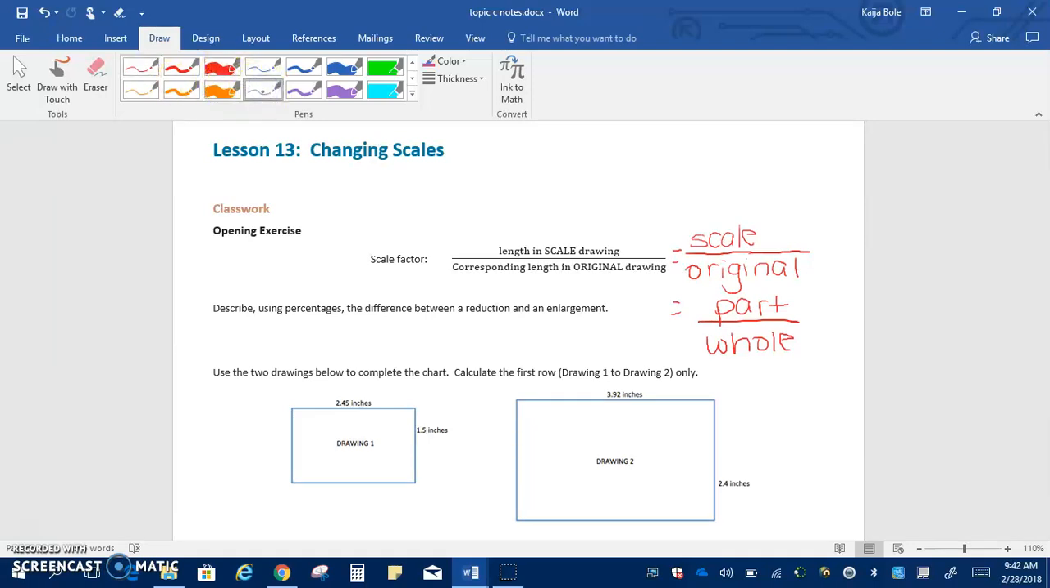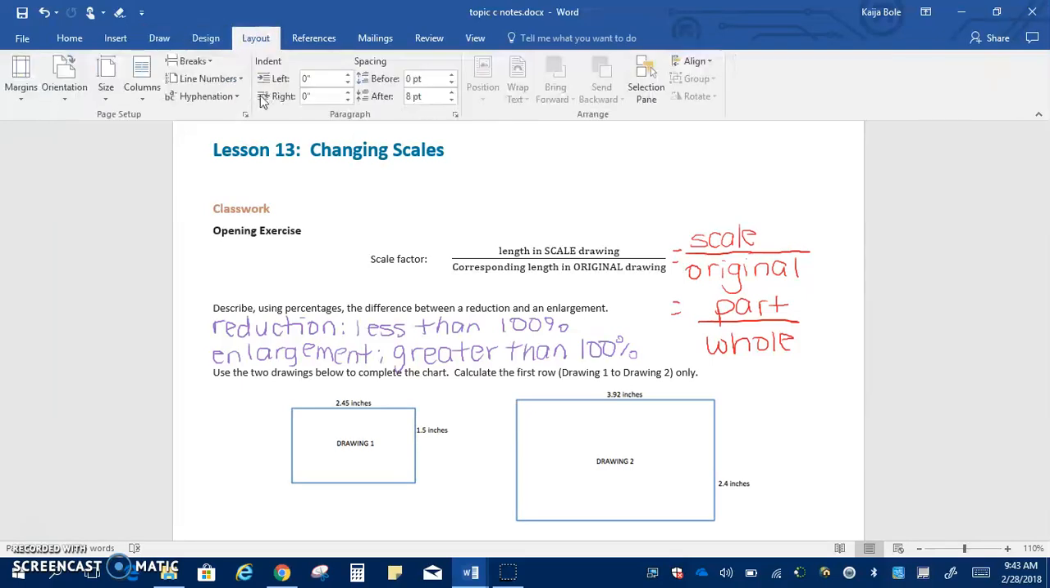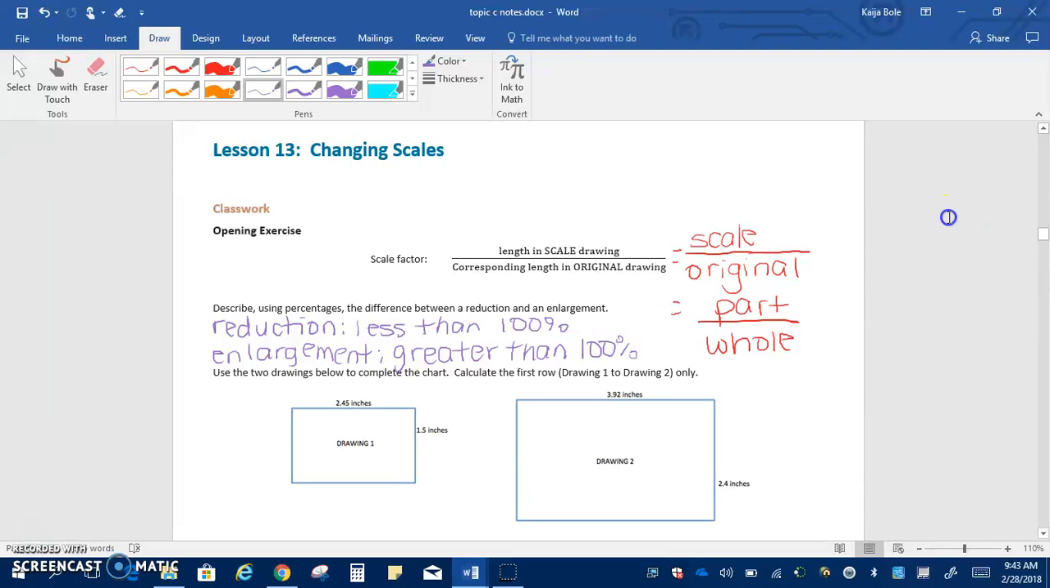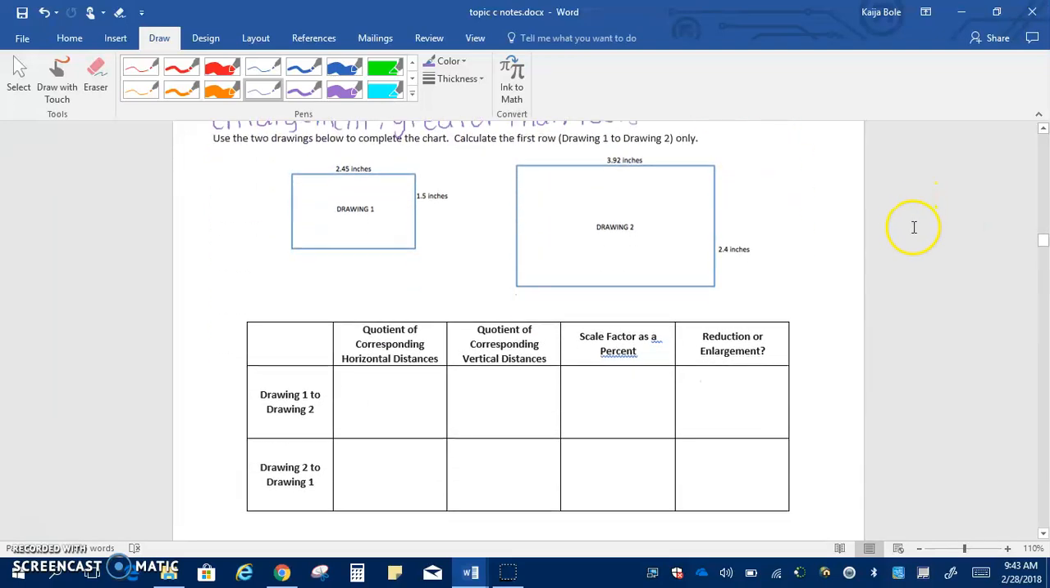The next question says, describe using percentages the difference between a reduction and an enlargement. So for a reduction, remember it used to be that it was less than 1. But if we're using percentages, that means it has to be less than 100%. 100% is 1. So for an enlargement, that means it must be greater than 100%. Okay? So in our first example here, it says, use the two drawings below to complete the chart.